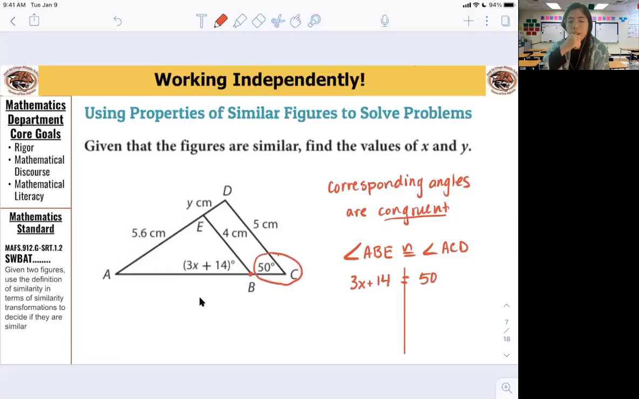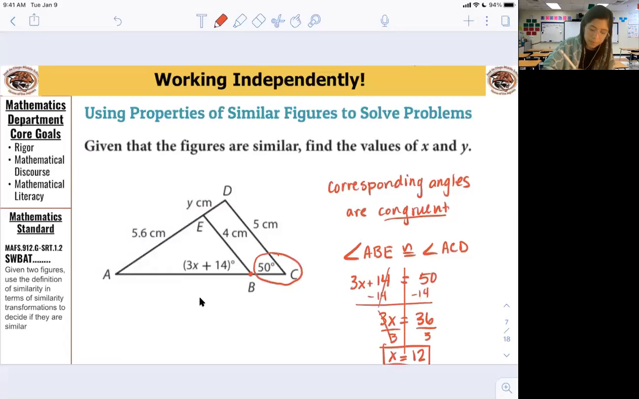Now what do I get? Subtract 14, I got 36. Divide by 3, you get x equals 12, exactly. All right, questions on the angles. We haven't done the sides yet, just the angles.